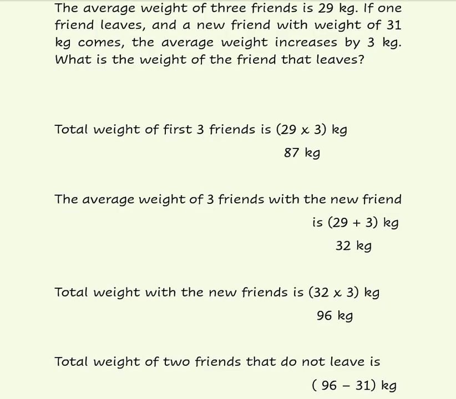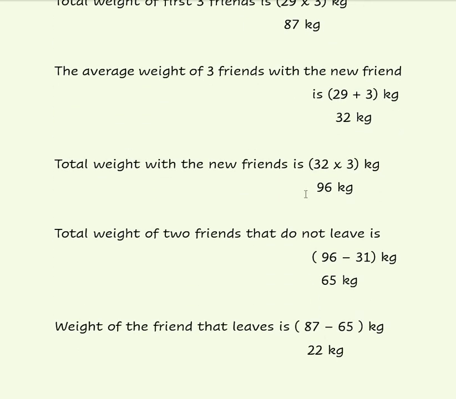But this 96 kg has the new friend and the previous 2 friends. So the total weight of the 2 friends that do not leave is this 96 kg minus the weight of the new friend, which is 31 kg. So 96 minus 31 equals 65 kg.